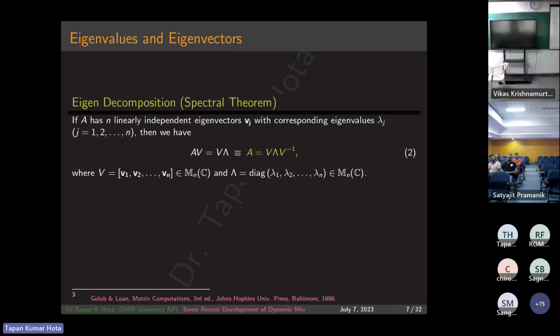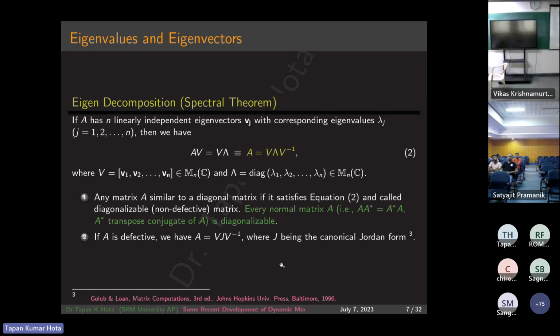Suppose you have the matrix A, an n by n matrix, maybe with complex entries. If A has n linearly independent eigenvectors, indexed as v1, v2 to vn, and corresponding eigenvalues lambda 1 to lambda n, we can write the system as A V = V Lambda. Precisely, A can be written as V Lambda V inverse. This is what we call equation 2 in this lime color. That is what we call the eigenmode decomposition.